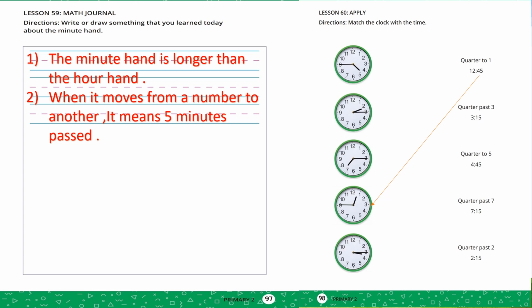Quarter past 3. Quarter past 3, it means the long hand on 3, also the short hand on 3. Yeah, the last one. Number 3, quarter to 5. Quarter to 5, it means the long hand on 9 and the short hand on 5. Number 1. And you can complete this.